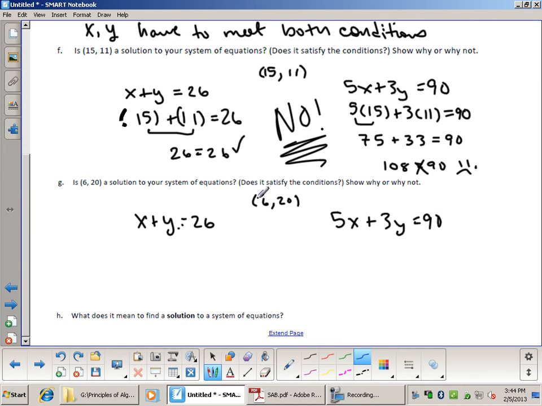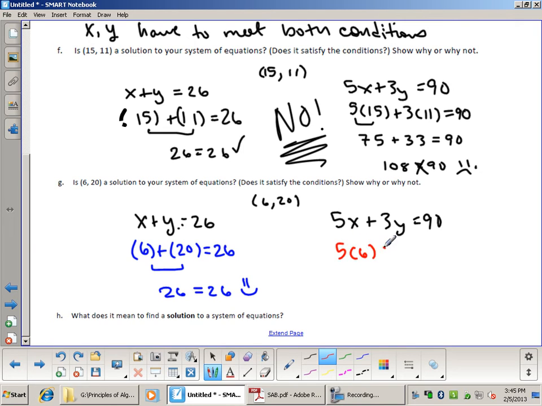There's a difference between knowing something works and being able to explain something working, and this is precisely how you'd explain it does or does not work. Again, an idea is no good unless you can actually express it. Let's look on the right. So we have the 5, let's substitute in the 6, and then the 3, let's substitute in that 20, equals 90. Let's work this out.